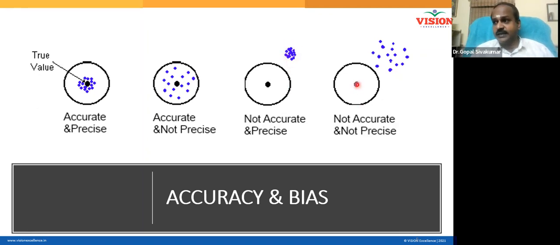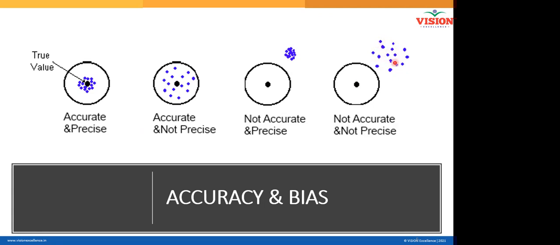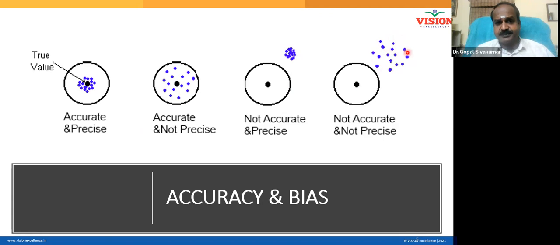And the final situation. The true value is here. My observed values are here. When I take the average, the average comes here. Am I accurate? No. And am I precise? No. Right?